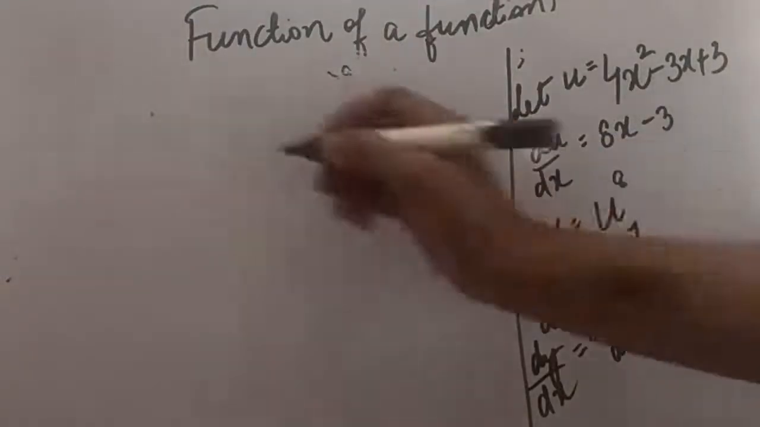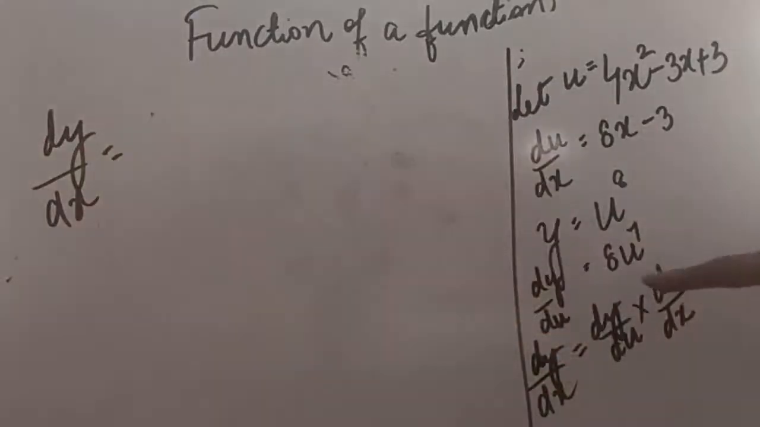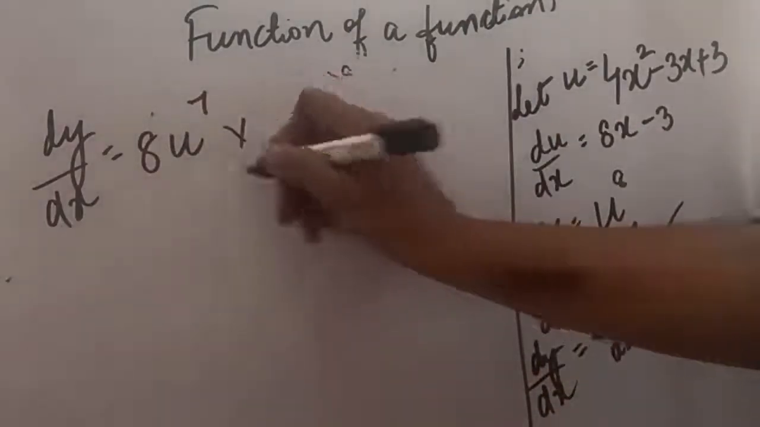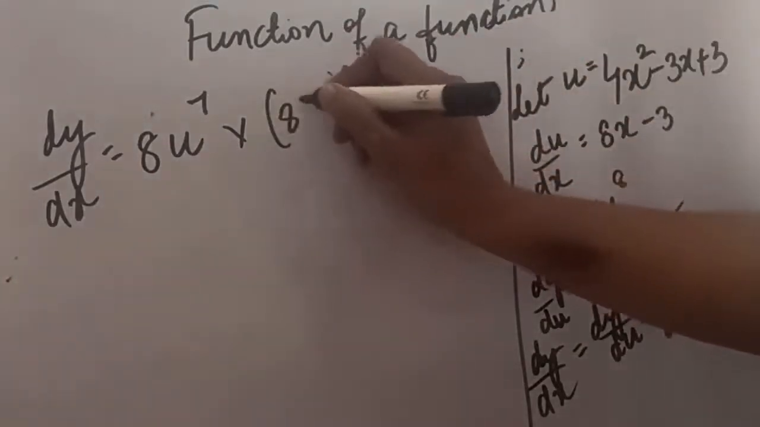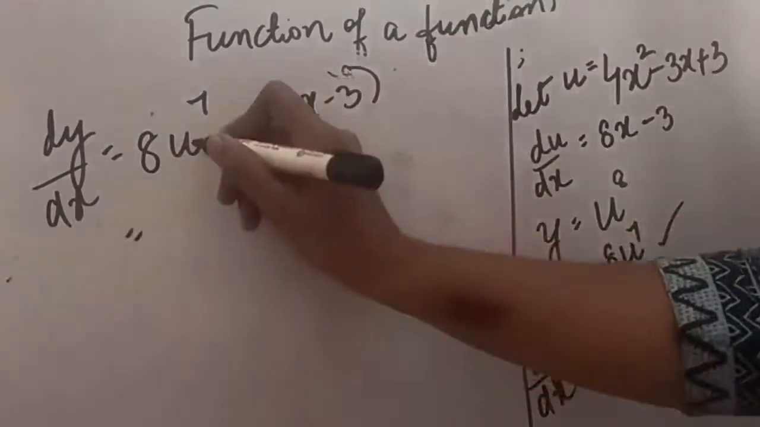So our formula is dy upon dx. That is the final answer that we want. dy upon du, we have just calculated, so it is 8u^7 multiplied by du upon dx. This is du upon dx, that is 8x minus 3. Right? So now u we have assumed.